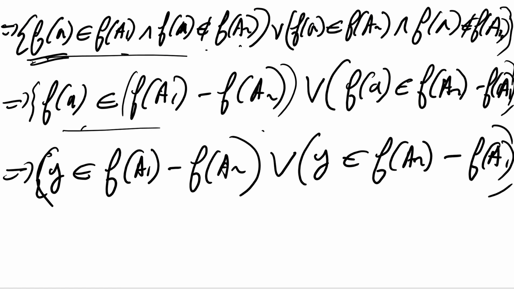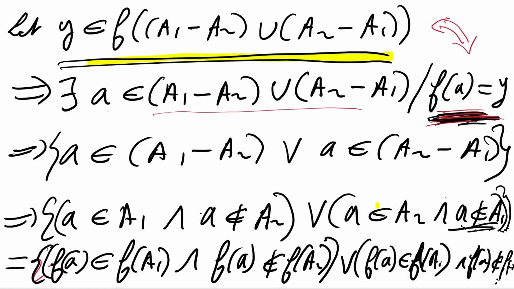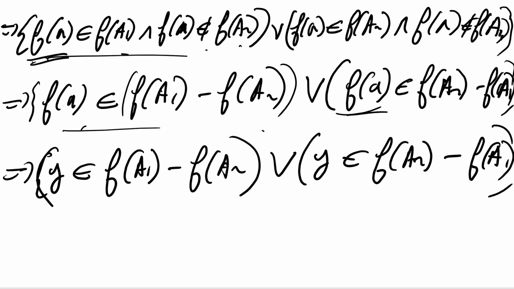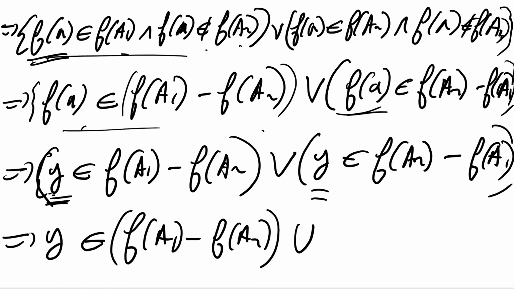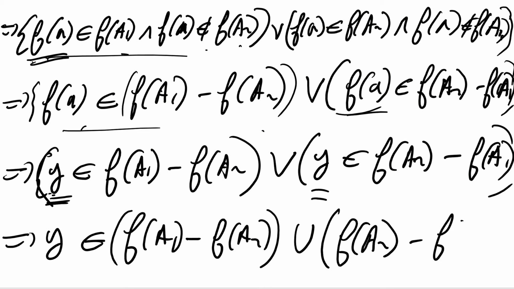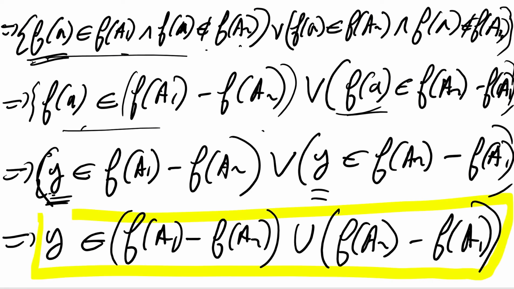The reason why we put the y is because back here we said that f of A was equal to y. So we get this expression because y is the same y that we have here. That means y is indeed in f of A1 minus f of A2 union f of A2 minus f of A1, and the proof is complete.